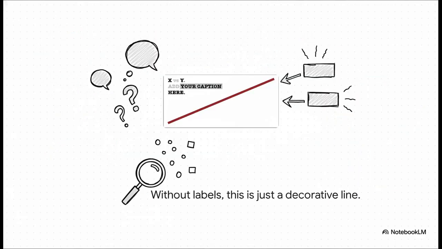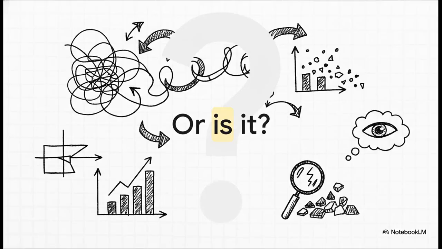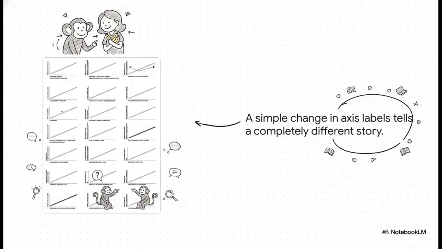Rule 2 is just as critical: label your axes. Without labels, this is just an abstract line going up. It could mean anything. It tells us absolutely nothing. Or does it? As these hilarious results from a caption contest show, a simple change in labels tells a completely different story every single time. The relationship between proximity to your mom and sexual arousal is quite a bit different from monkey sees and monkey does. Labels provide the entire context.